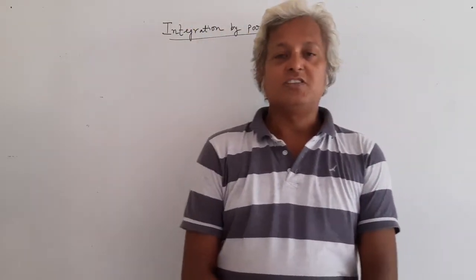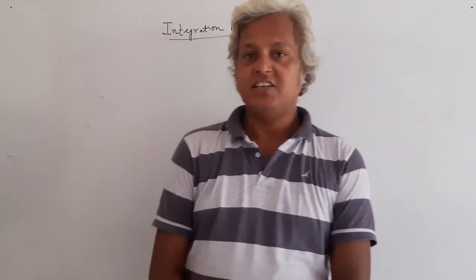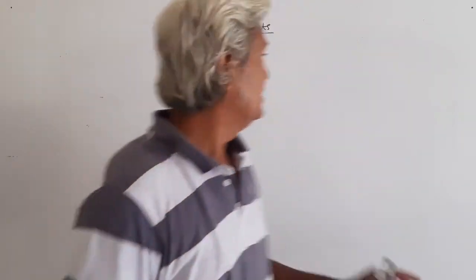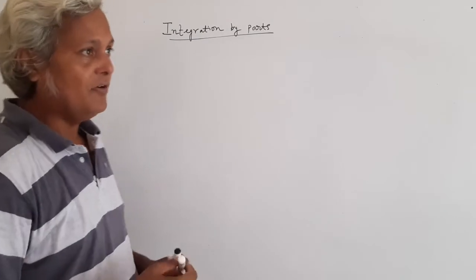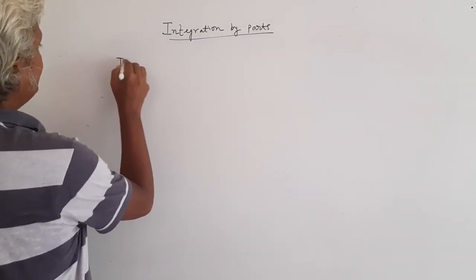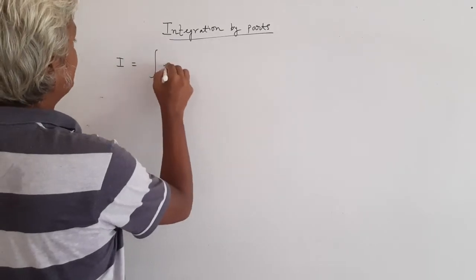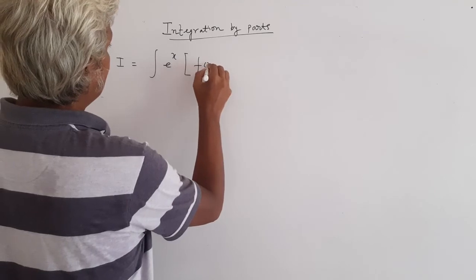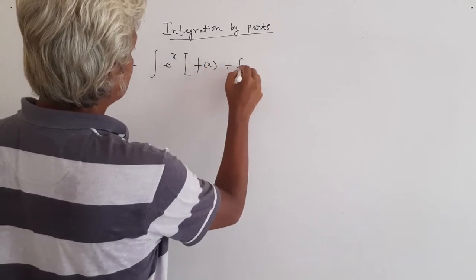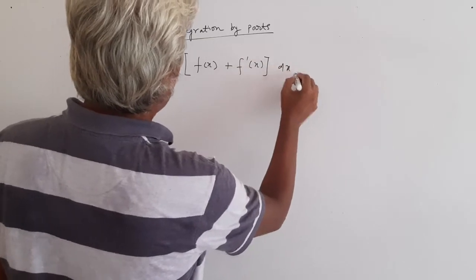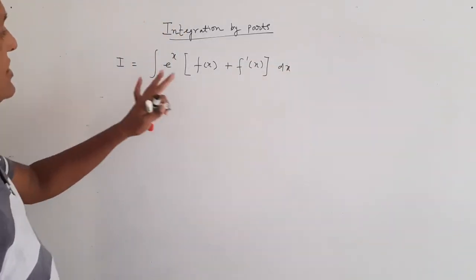Very good morning friends, and in this video again we are going to discuss standard forms of integration. Here we are going to discuss a subtopic from integration by parts. The form goes like this, it is a special form: I is equal to the integral of e to the power x [f(x) + f'(x)] dx. How will you find the integral of this particular form?